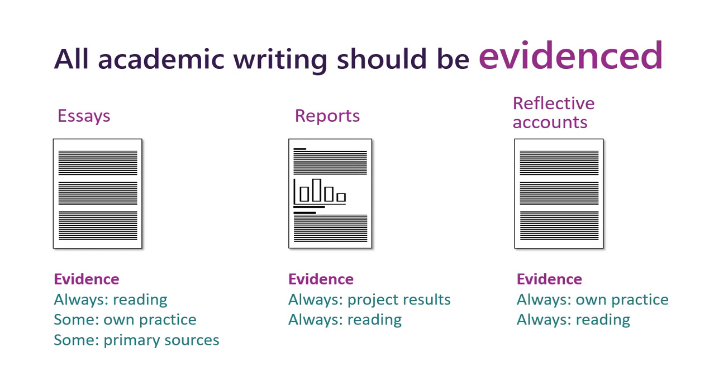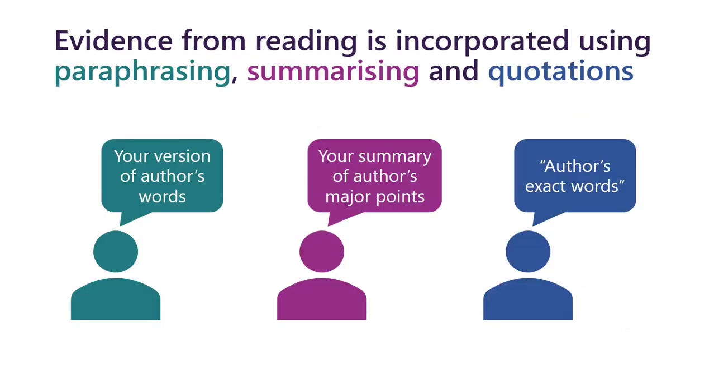With a reflective account, there will always be evidence from your own practice, and again, it will be backed up by evidence from your reading to help you make sense of the experiences you've had. Evidence from reading is incorporated using three main methods: paraphrasing, summarising, and quotations. If you're paraphrasing, then you've found something an author has written that is particularly relevant to the point you're making, and you're putting it in your own words.